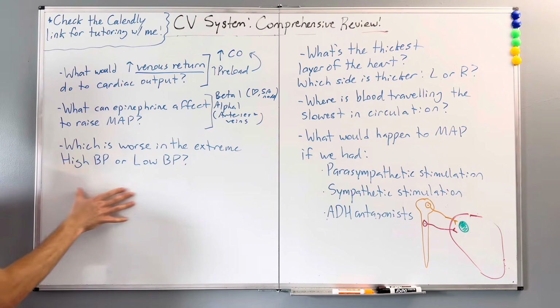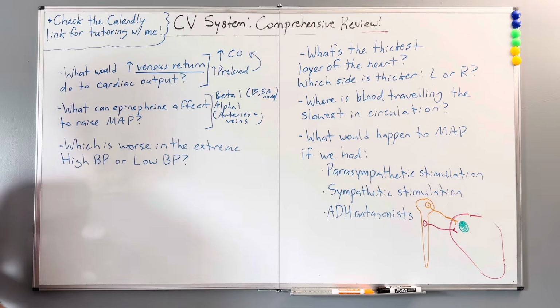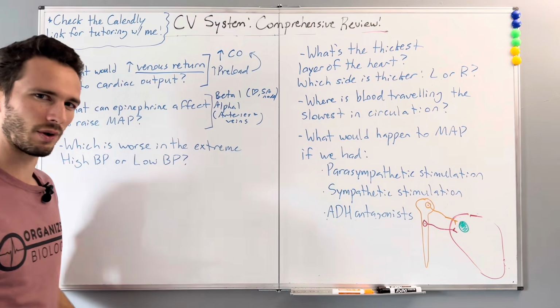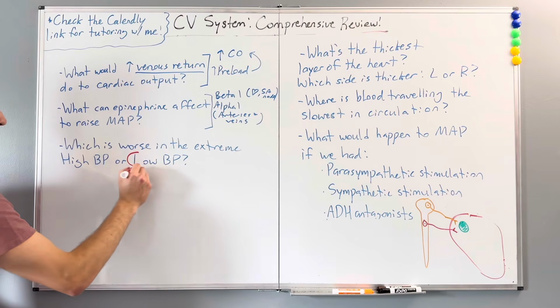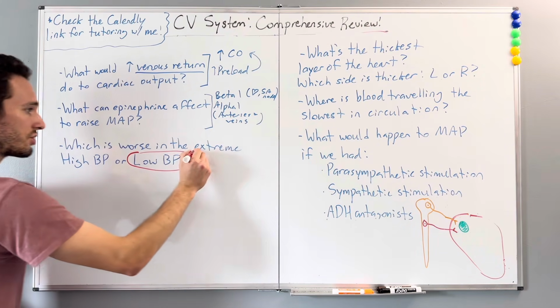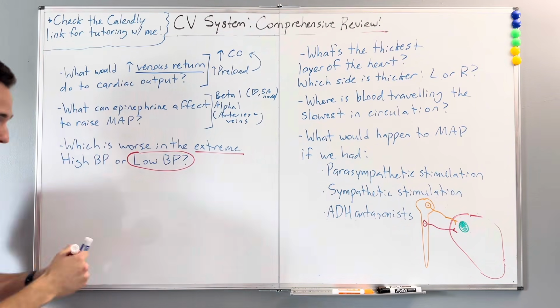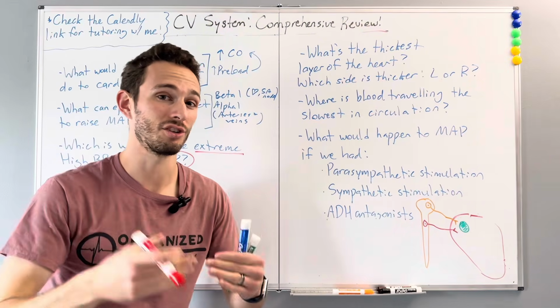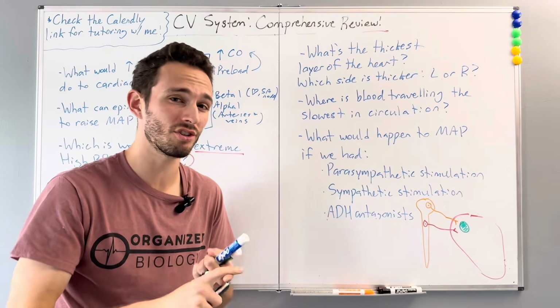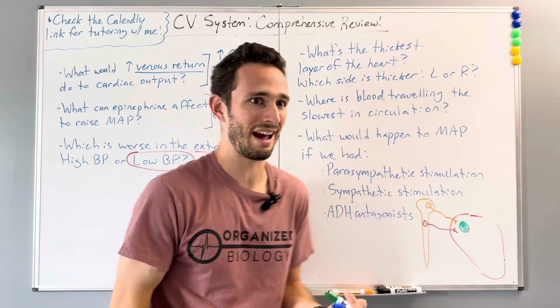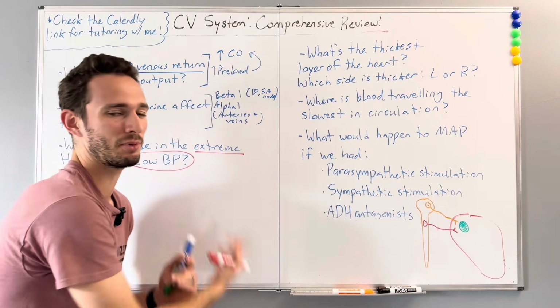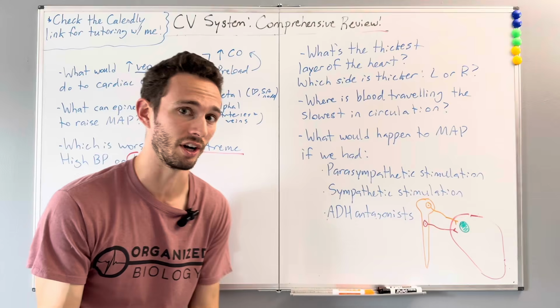The third one, which is worse in the extreme, high or low blood pressure? Think carefully about this one. A lot of people get this wrong. Low blood pressure will always be worse in the extreme. Hypotension, acute hypotension, that is always going to kill you because, again, blood pressure is a measure of how well blood is circulating to the capillaries. So if we have literally like no circulation to the capillaries, you are going to die very rapidly.